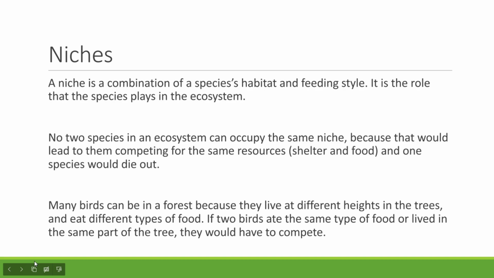And then down at the bottom here we have an example, right? Many birds can be in a forest because they live at different heights in the trees. They eat different types of food. If they lived at the same height, right? They all lived at the top of the trees. They all lived at the bottom of the trees, and they all ate the same food. They would be competing with each other instead of working harmoniously. They would all be hunted by the same things. They would all be hunting the same things, which would put them in direct competition for each other for survival.